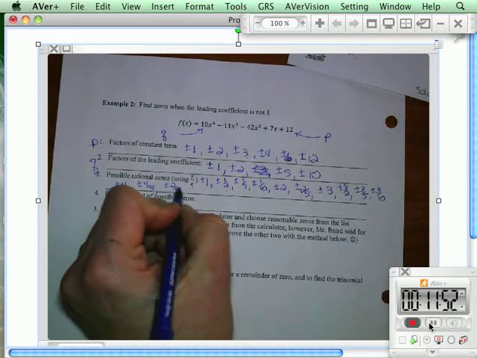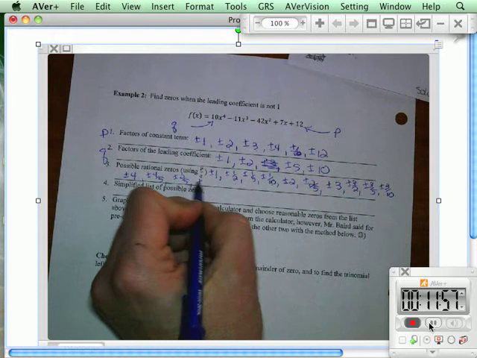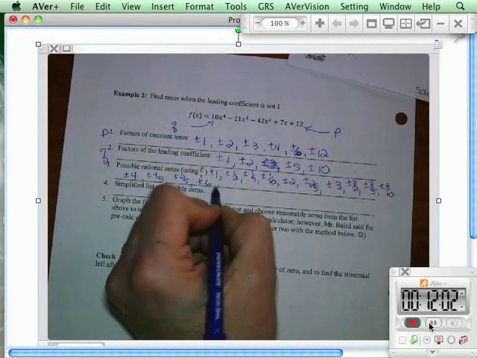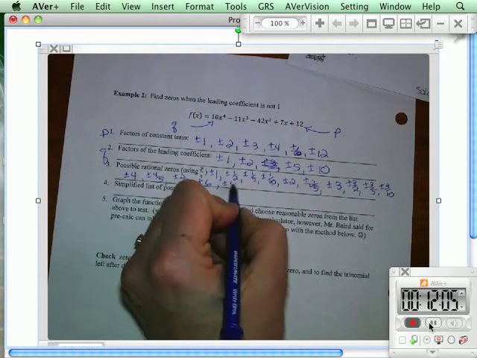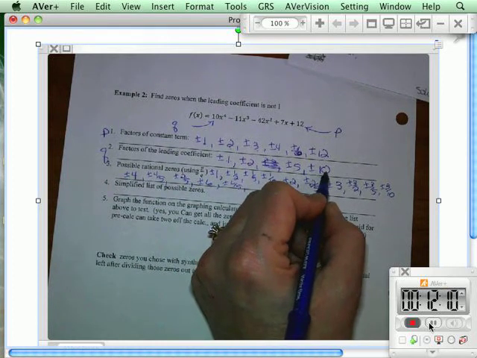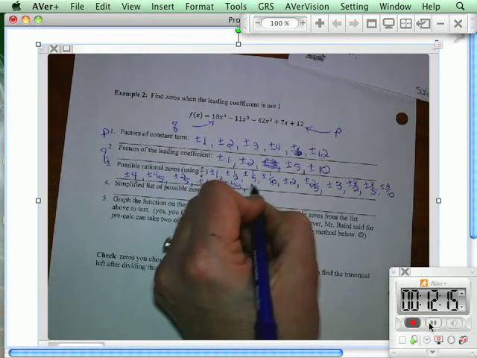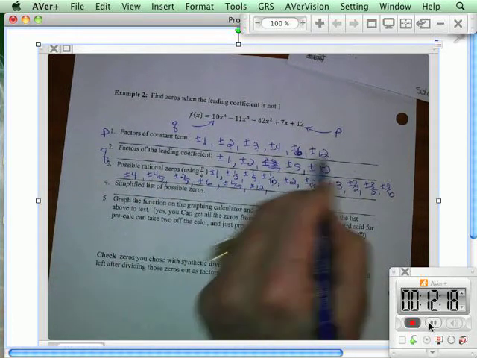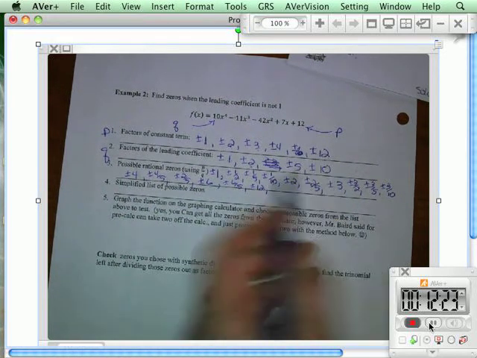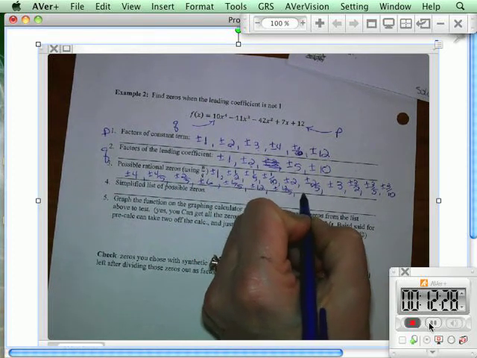Let's do the 6 now. 6 over 1, plus or minus 6. 6 over 2 is 3, which I already have. 6 over 5, plus or minus 6 over 5. And then 6 over 10, which reduces to 3/5, and I already have that. So I'm going to do the last one now, 12. Plus or minus 12. And then 12 divided by 2 is 6. I already have 6, so I'm not going to write that one down. 12 over 5, so plus or minus 12 over 5. And then 12 over 10, which would be 6 over 5.